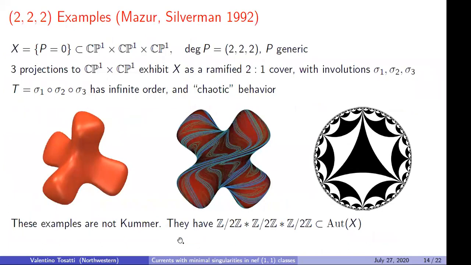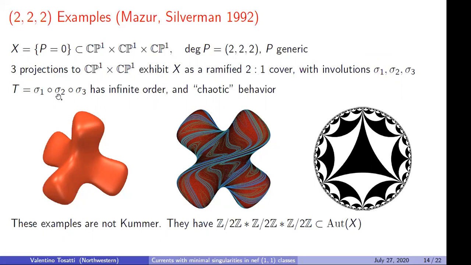Okay, now we're getting to the more recent work with Simeon, but this is still the previous example. These examples are the 2-2-2 K3 surfaces. They were discussed by Barry Mazur, following a suggestion by Joe Silverman in the 90s. You look at the hypersurface in P1 cross P1 cross P1, which is the zero locus of one multi-homogeneous polynomial of degree 2-2-2, sufficiently generic. These are all K3 surfaces, and you can project onto P1 cross P1 in three different ways by dropping one of the factors. Each of these projections is a ramified 2-to-1 cover because of the degree 2. So you have covering involutions sigma 1, sigma 2, sigma 3 of X.